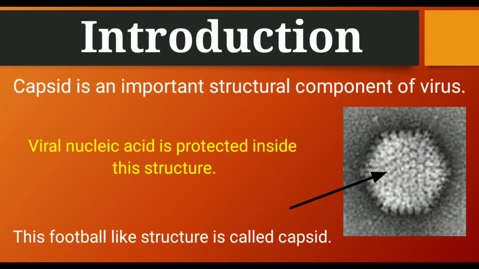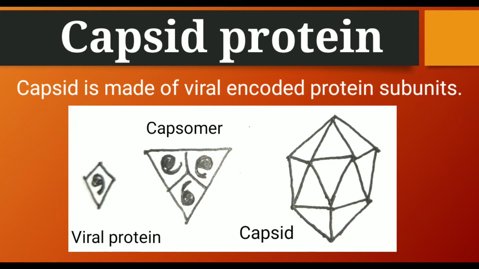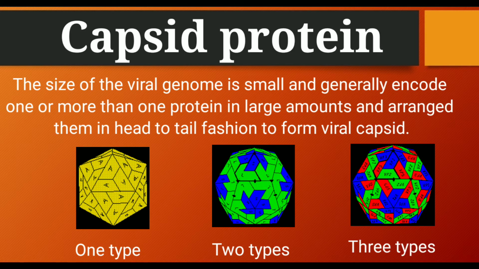One of the most important components of a virus is the capsid. It not only protects the virus nucleic acid from the external environment but also helps in host recognition, attachment, maturation and release. The capsid is made of protein subunits called capsomers, but due to the small size of the genome, viruses generally encode one or sometimes more than one type of protein in large amounts and arrange them in head-to-tail fashion like this to form a symmetrical structure like this.